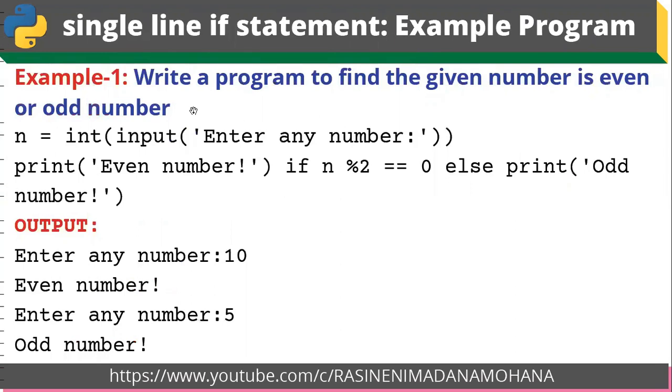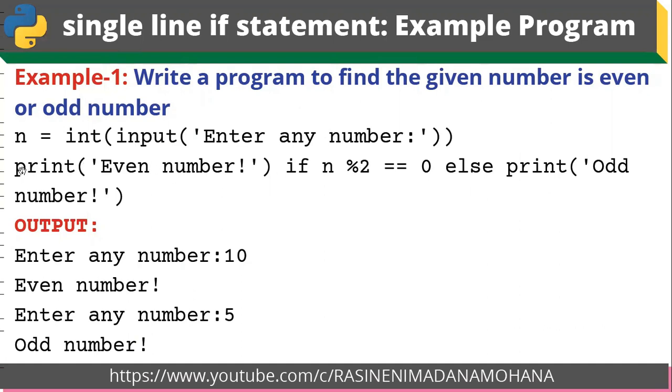Now let us see one example program. Suppose you want to find whether the given number is an even or odd number. First you read any number with integer type, n equal to int of input of enter any number. Now the first statement we are writing is print even number. Now the condition if: what is the condition for even or odd number? n modulo 2 equal to 0. That means if the remainder is 0, then it prints the first statement, even number. Else it prints the second statement, odd number.